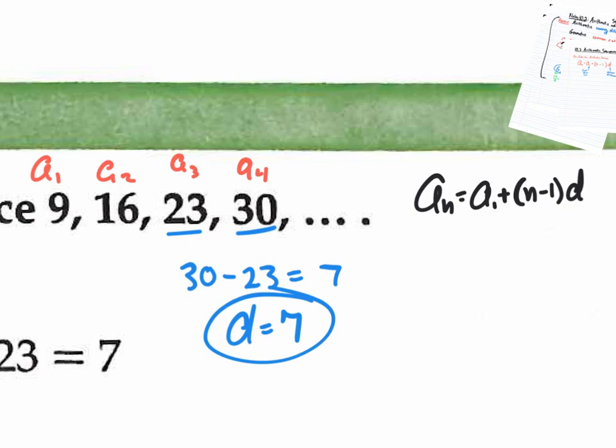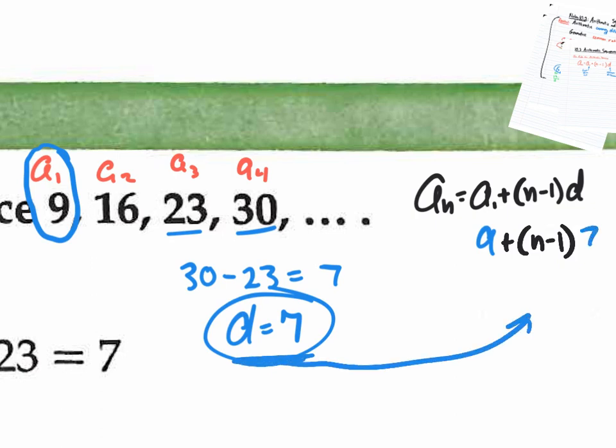So what is a sub 1? As you can see, a sub 1 right here is 9. Okay, so we're going to begin by putting in a 9 right here where the a sub 1 is at. And then let's continue to put everything else. We have a plus, we have parentheses, we have n minus 1, close parentheses, and then that common difference d, which we said was 7, right? 7, so let's put a 7 over there. And this is a sub n. A sub n equals that stuff, okay?